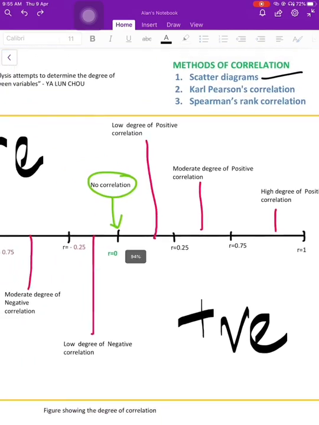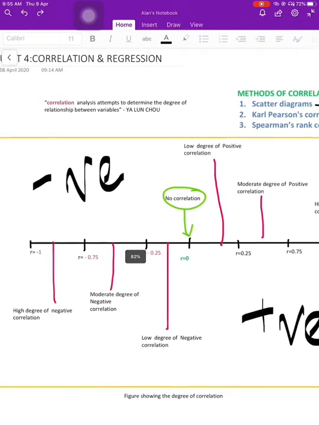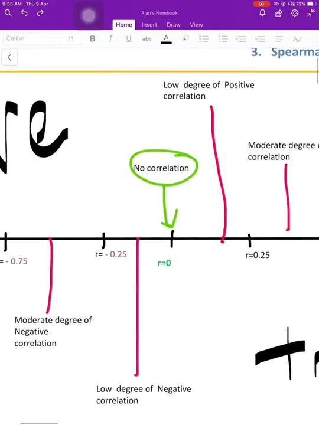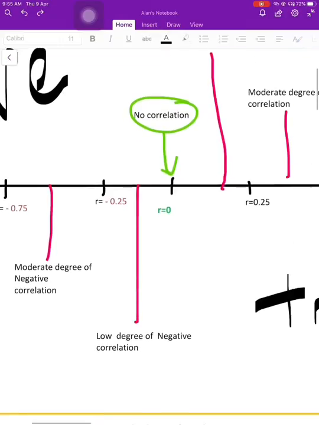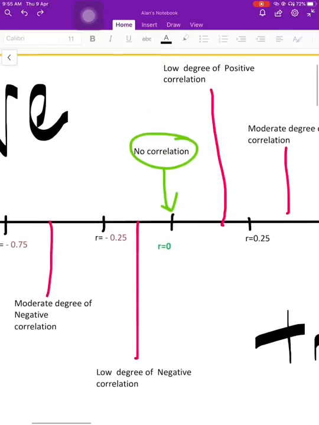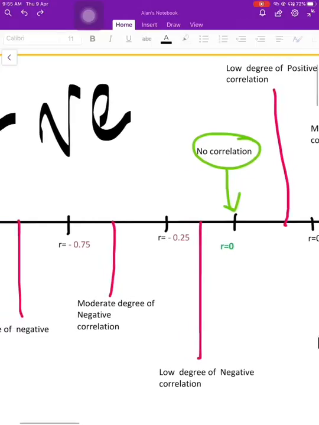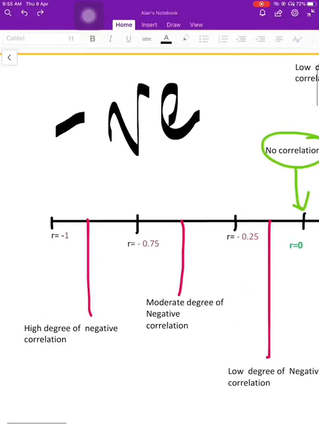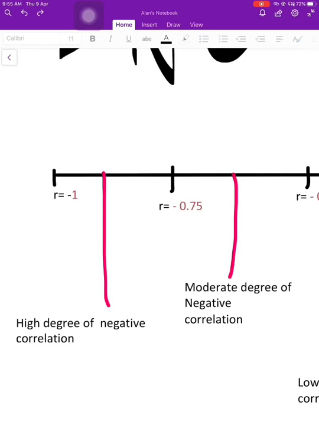Now, negative correlation is similar to positive correlation, like we were mentioning. Between 0 and minus 0.25, there is a low degree of negative correlation. Between minus 0.25 and minus 0.75, there is a moderate degree of negative correlation. And between minus 0.75 and minus 1, there is a high degree of negative correlation.